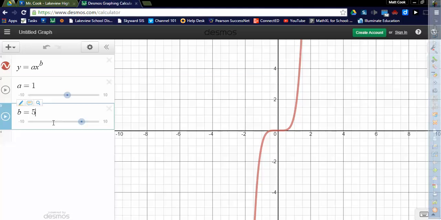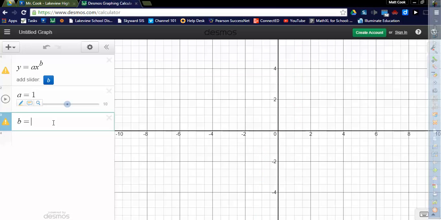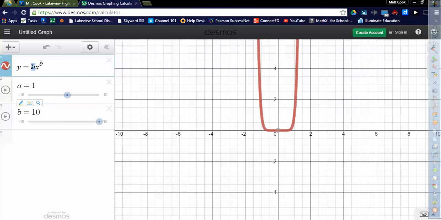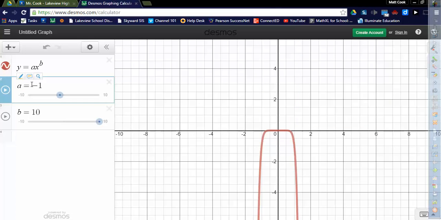For example, a pattern that we can come up with is if we type in even numbers, 2, 4, 6, 8, look at the ends. The end behavior at the ends of this graph looks like both of those arrows are going up and up. Do you go back and look at the a value? See how a is a positive 1? Do you see what would happen if I decided to make a, I don't know, a negative 1? See what happened to that graph? It flipped over.